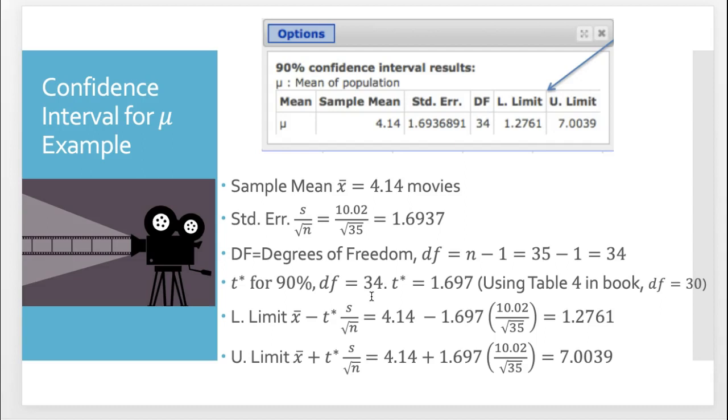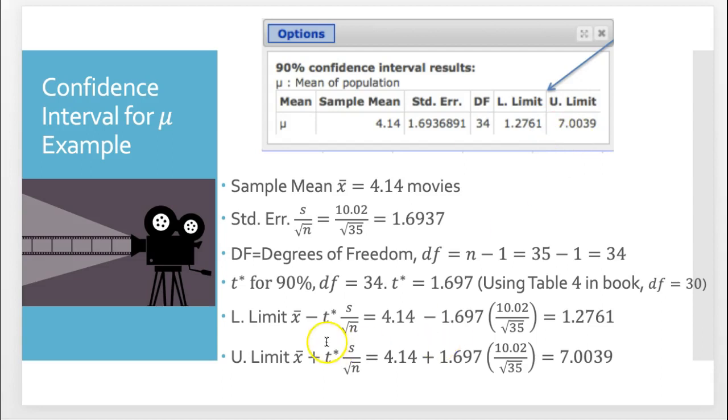That's just the limit of using the book, and that's why we have to use StatCrunch to get more accurate results. But just to give you an idea, t star would be 1.697. Here I'm doing 90% with 30 degrees of freedom, and that would be 1.697. But StatCrunch uses the actual value for degrees of freedom, 34. So if you were to punch this in, we get something slightly different, but it won't be very far off from here.